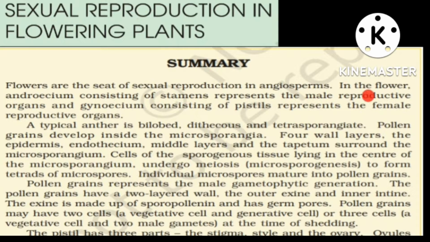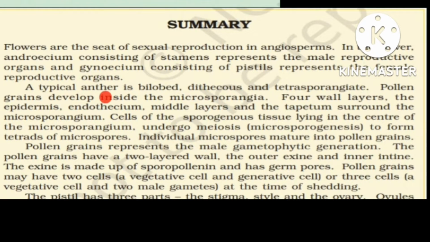In the flower, androecium, consisting of stamens, represents the male reproductive organs, and gynoecium, consisting of pistils, represents the female reproductive organs. A typical anther is bilobed, dithecous, and tetrasporangiate.